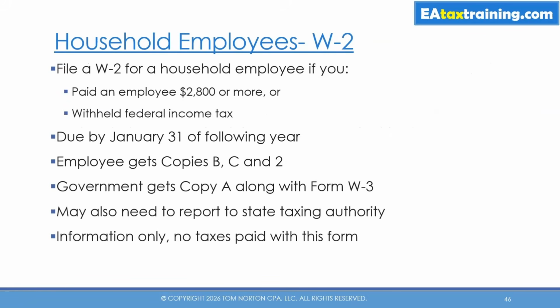If you do have a household employee, then you have to file a W-2 for each household employee if you paid them $2,800 or more during the year, or if you withheld federal income tax. So remember, you don't have to withhold federal income tax, but if you do, even if you paid them less than $2,800, you still have to file a W-2. You file the W-2 just like any other employer by January 31st of the following year. The employee gets copies B, C, and 2. The government gets copy A along with a transmittal form called a Form W-3.